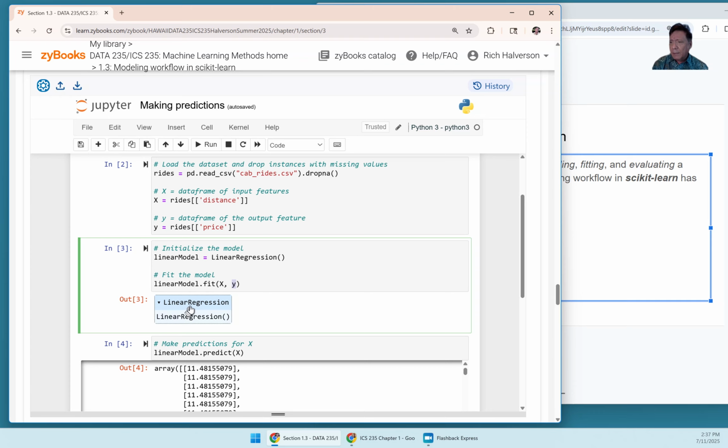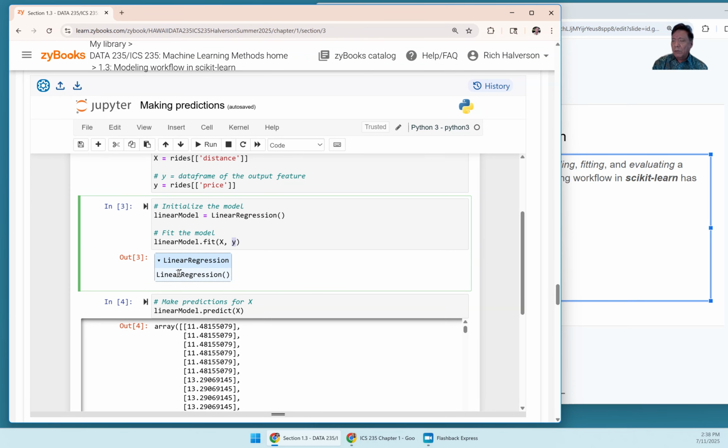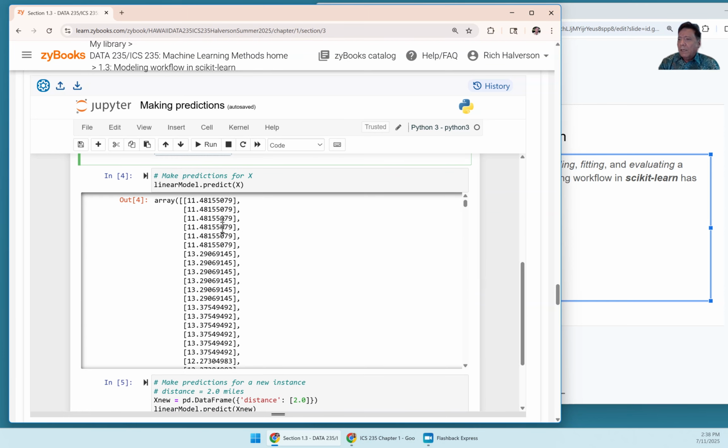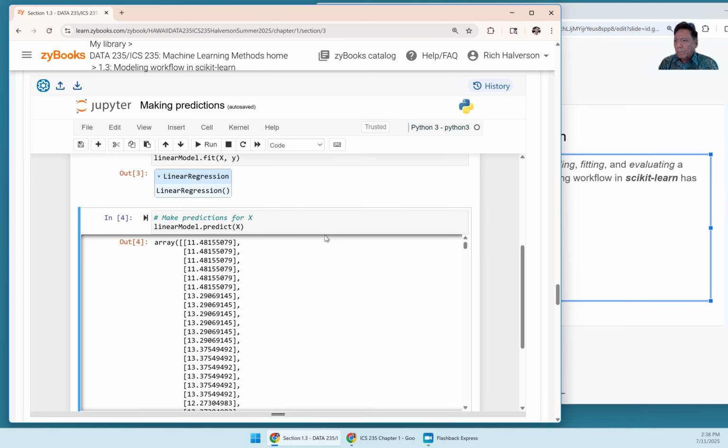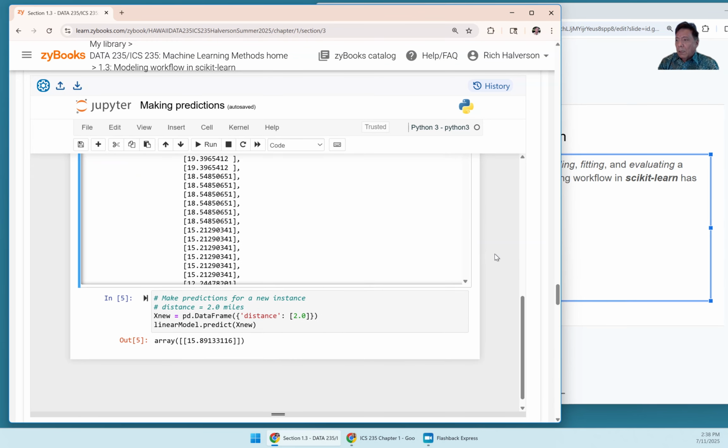This statement is what's displayed when this executes. It's just telling you what it did. And then here we're showing you a bunch of predictions for X, and this displays the output array. So these are the prices, I guess. But anyway, this doesn't matter.